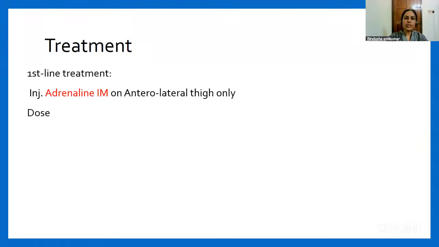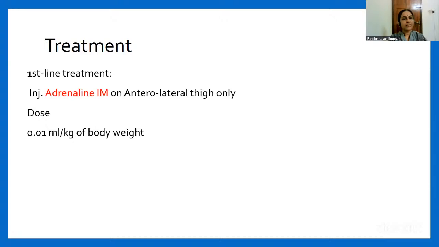What is the dose of adrenaline? Dose will be 0.01 ml per kg body weight. Suppose you don't know the weight of the child because this is an emergency. Anaphylaxis can occur anywhere. Suppose you don't know the weight of the child, then also depending upon the age of the child, you will be able to give adrenaline.